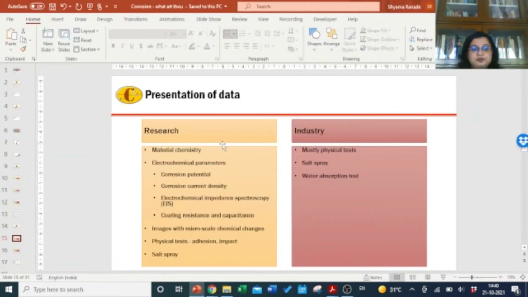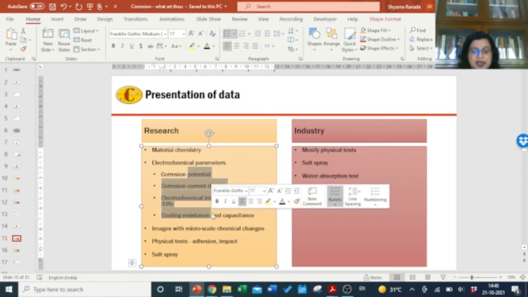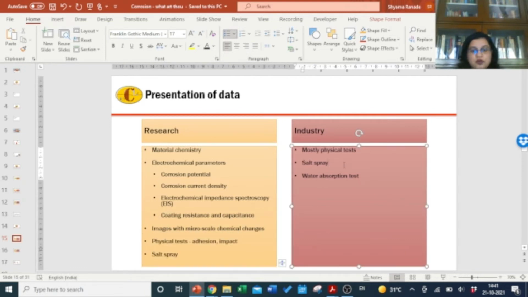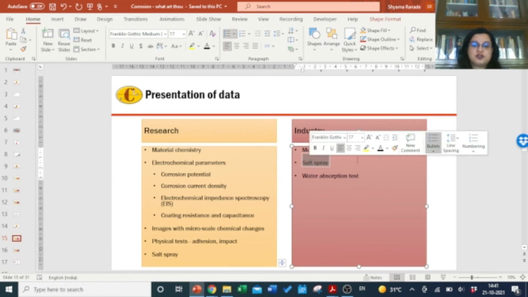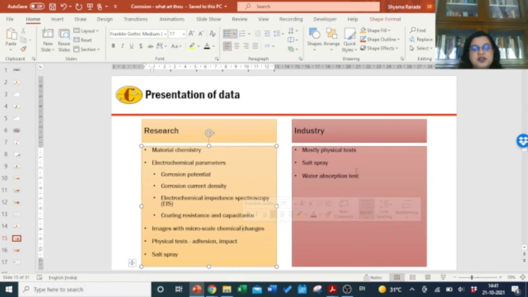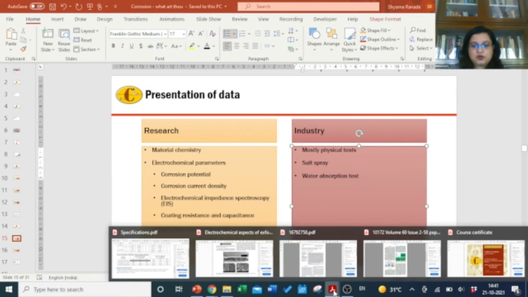Now, presentation of data in research starts from material chemistry. So they'll start with the material chemistry, go on to measure their properties, and then see the physical and chemical changes in the coatings. Then the adhesion, impact test and salt spray are done. But from this to the industry, only the physical tests are communicated. That's why in the technical data sheets you'll mostly see salt spray, chemical resistance, water resistance, water absorption tests, etc. All the quantitative measurements are eliminated, and the technical data sheets are left with qualitative ones. So this kind of works against what the material will be.